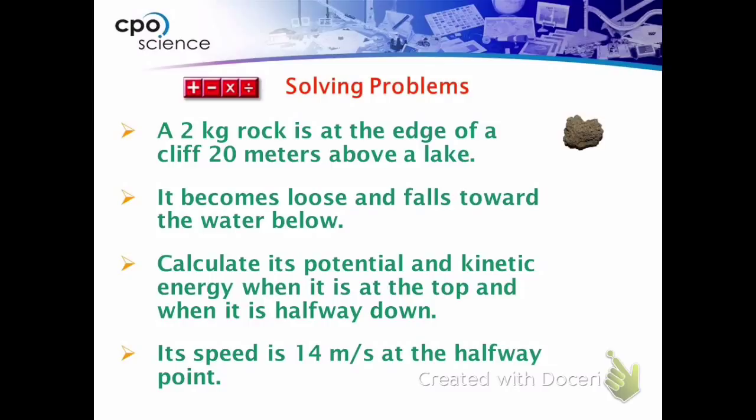Let's take a look at a couple examples of word problems here. A 2-kilogram rock is at the edge of a cliff 20 meters above a lake. It becomes loose and falls toward the water below. Calculate its potential and kinetic energy when it's at the top and when it's halfway down. Its speed is 14 meters per second at the halfway point.